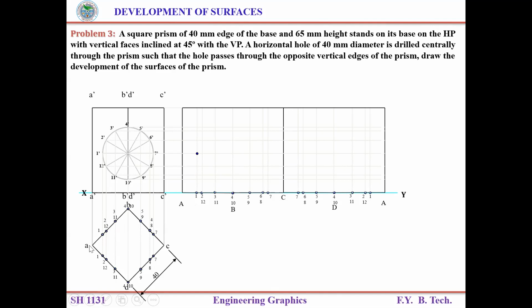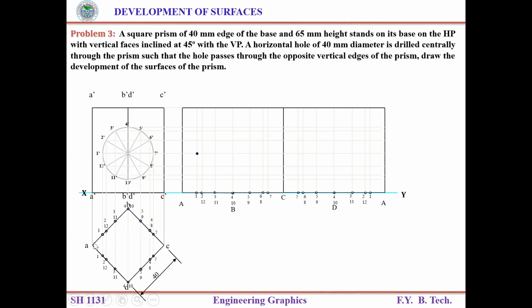So in the same way, take the projection point from A to this A. A to 1. And move this circle from this A to this A, and mark this A, 1 point. Mark this 1 point. Okay. What we have to do?